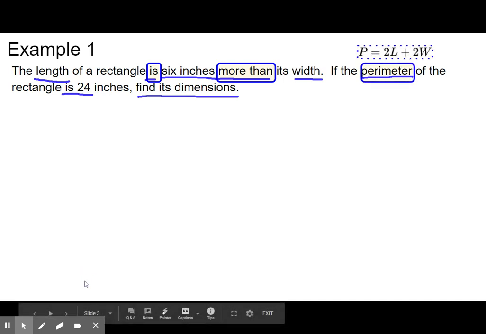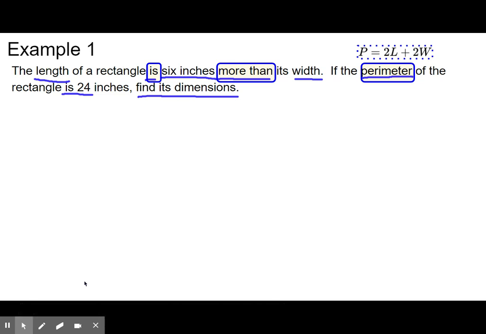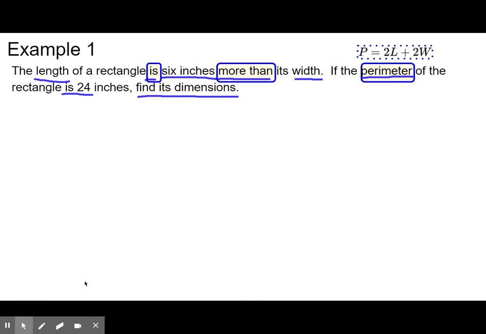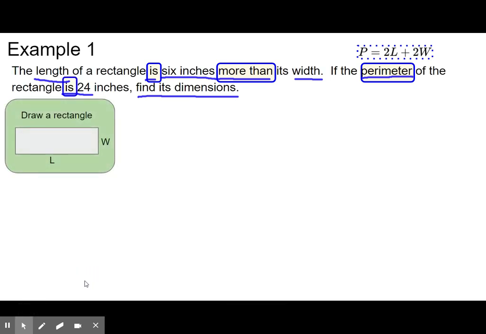There's the formula for perimeter. Perimeter is equal to twice the length plus twice the width. If you don't remember that, you have your picture to fall back on that you labeled, and you can combine like terms and write your equation from your picture you drew. All right, so there's my picture. I drew a rectangle, the length and the width.